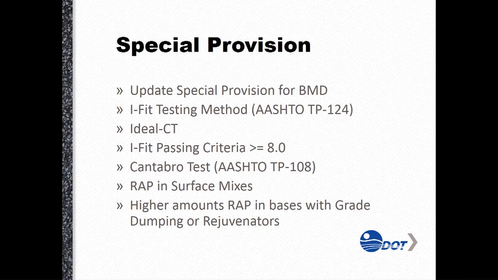We need to decide whether we're going to go IFIT or ideal. And like I said, the IFIT passing criteria is above 8. Cantabro test needs to make sure we get it. We need to talk with construction and make sure where they feel good on wrap in surfaces, and then higher amounts of wrap in bases with grade dumping or rejuvenators. So we're going to address all that in our special provision.